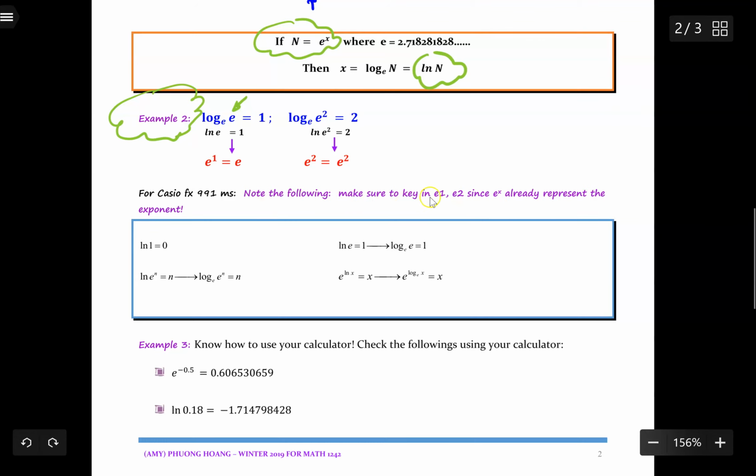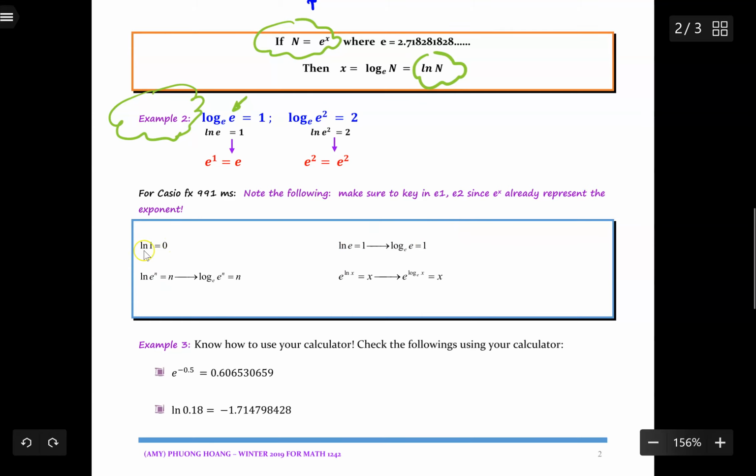So anyway, I actually make a note here for everyone. Note that you should make sure to key in e1, e2, since e to the x already represents the exponent for the calculator Casio FX-991MS.